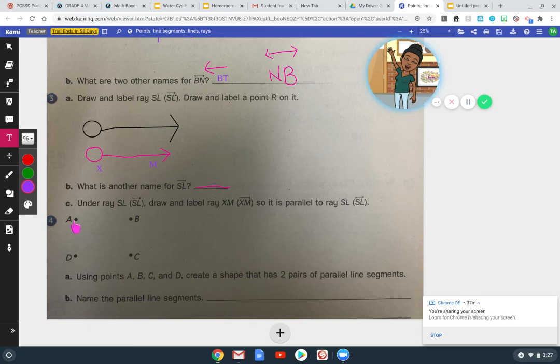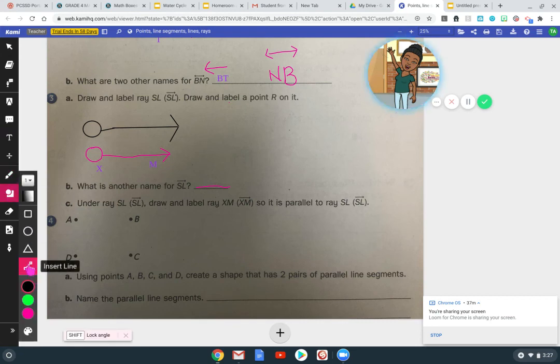Using points A, B, C, and D, create a shape that has two pairs of parallel line segments. I'm going to go to my shapes, go to my insert line, and I'm going to make one line black because it's right there. Where will these lines be that are parallel? Well, A and B and D and C will never touch. So that's one set of parallel lines.